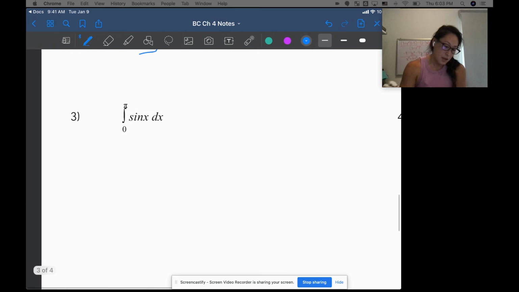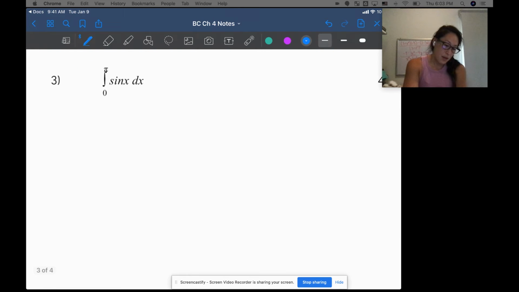Okay. Up next, we have the integral of sine x from 0 to pi. Sine looks like this. Starts at 0, goes up to 1, and then goes back down to 0 at pi. So we're just getting this area underneath the curve here. So the integral of sine x, the antiderivative, would be negative cosine x, evaluated from 0 to pi.